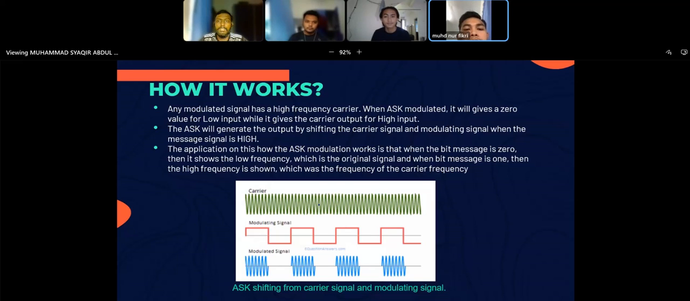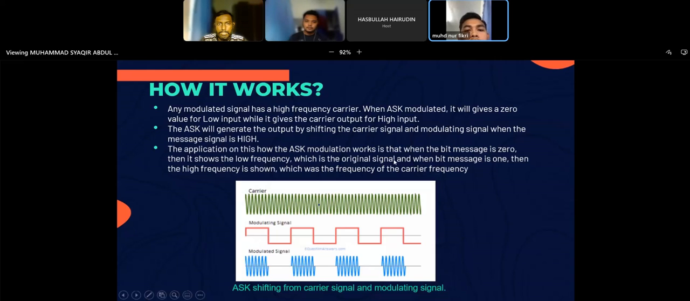Lastly, in how the amplitude shift keying modulation works, when the bit message is 0, then it shows the low frequency, which is the original signal, and when the bit message is 1, then the high frequency is shown, which is the frequency of the carrier.